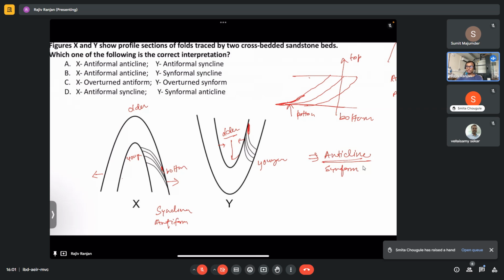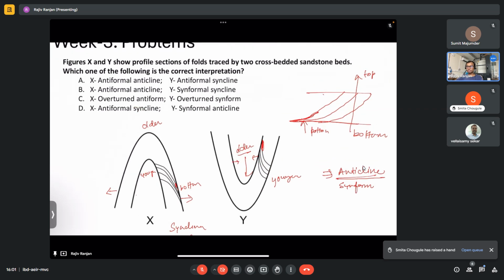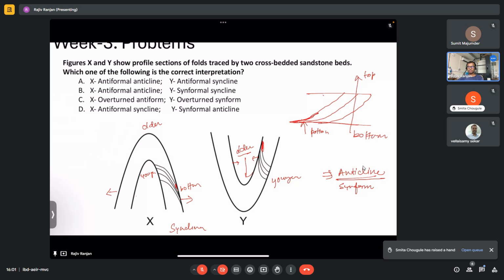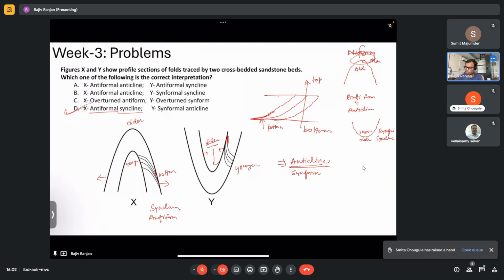Smita, would you like to say something? Which option is correct here? I have solved the question. So option D is correct, right? X is antiformal syncline. Syncline and antiformal. And Y is anticline and synformal. Anticline and synformal. Did you understand, Sumit?